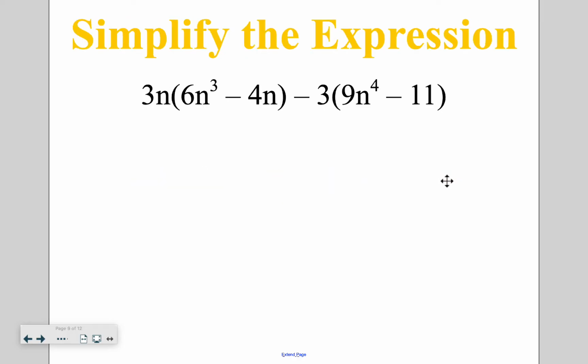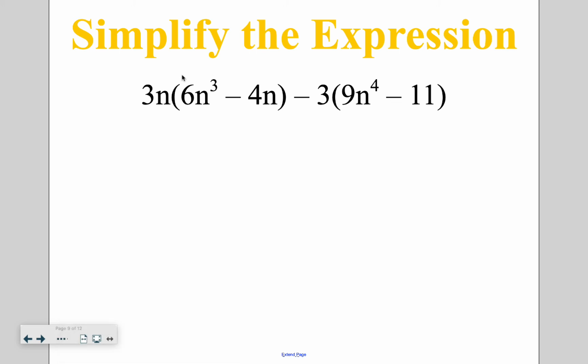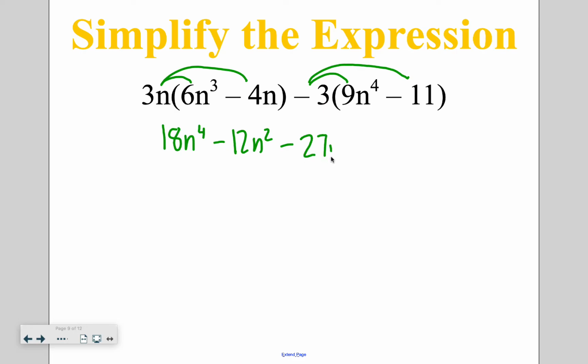We can also use these rules of multiplication to help us simplify the expressions. So again, with this problem, I'm going to start by distributing to get rid of those parentheses. So I've got 18n to the third, adding my exponents, minus 12n to the second. Then I'm going to distribute the -3 to the second part of the problem. So I've got -27n to the fourth plus 33.